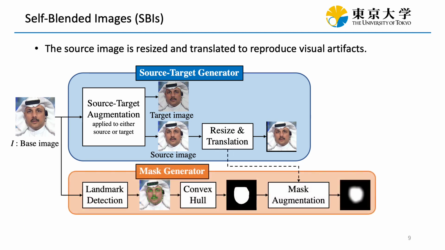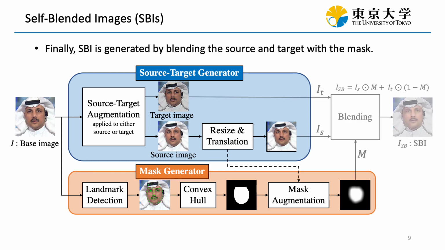The base image is also input into a facial landmark detector. Based on the detected landmarks, we take the convex hull to generate a mask image and apply some augmentations, including erosion, dilation, and smoothing. Finally, we generate a self-blended image by blending the source and target images with the mask image.